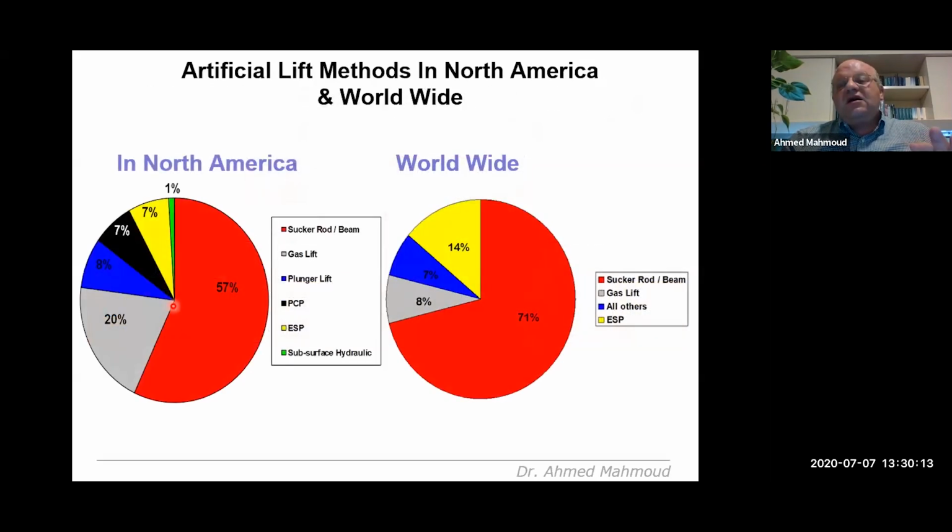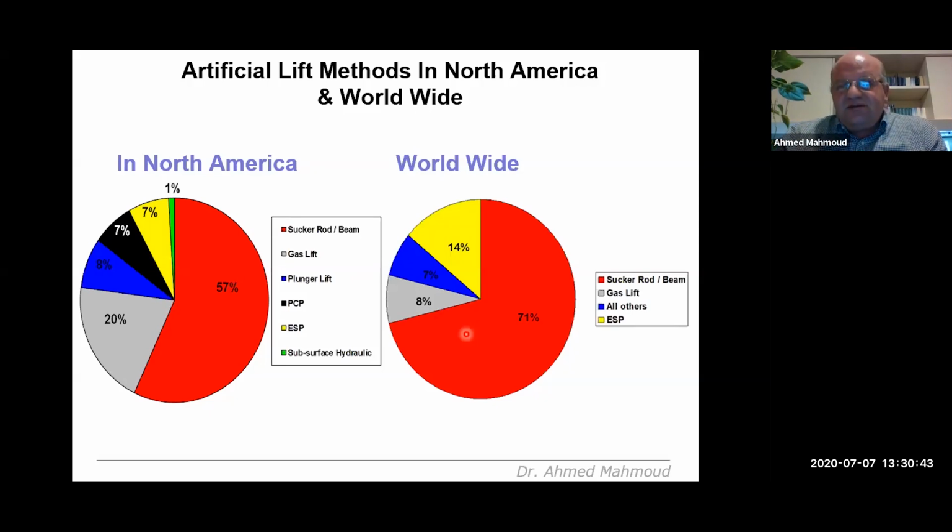So first of all, Sucker Rod is the most widely used system worldwide. Everybody loves it for a lot of reasons. In North America, it's very well applied. It represents about 57% of the complete artificial lift methods in North America. If you take worldwide and include Russia and China within the calculation, it still represents 71%.